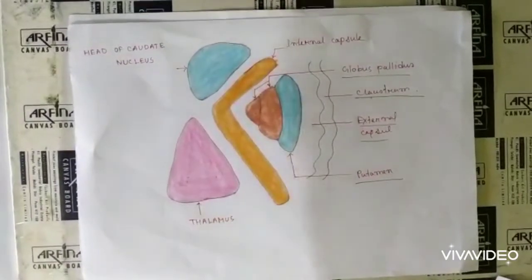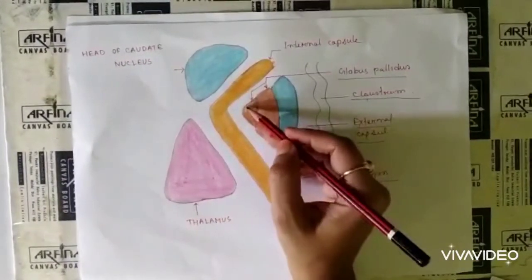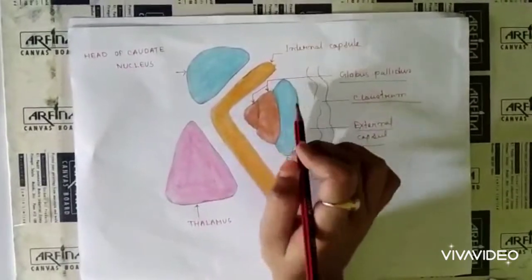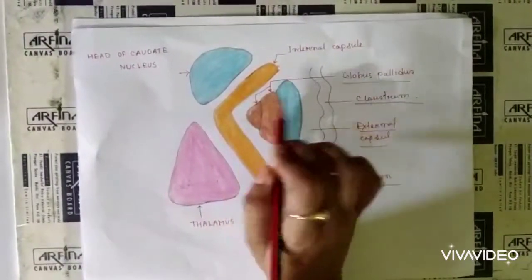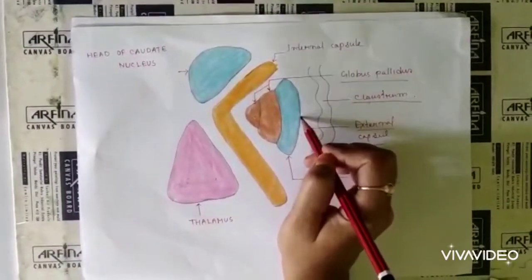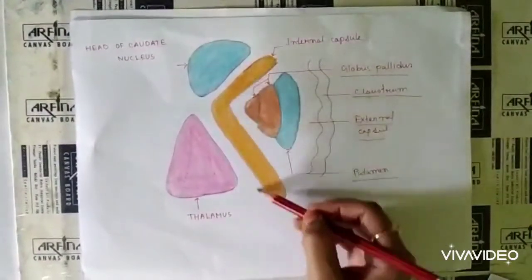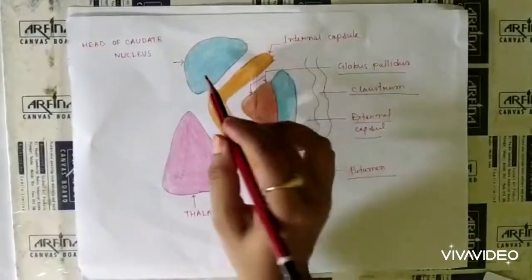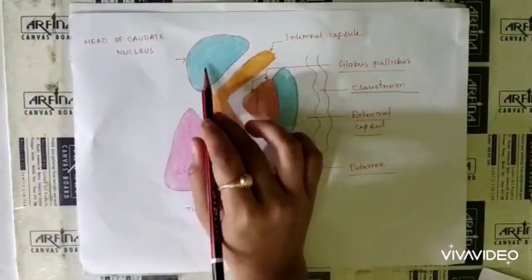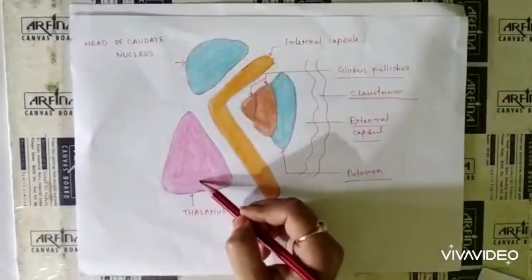Then come to the medial surface. The medial surface is more convex than the lateral surface, and it is related to the internal capsule, and also the caudate nucleus and thalamus.